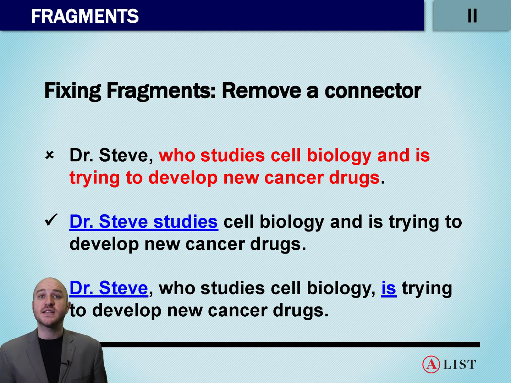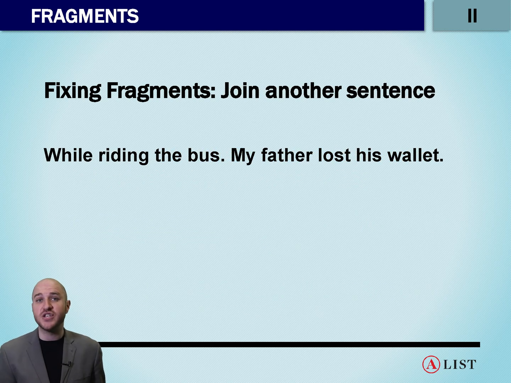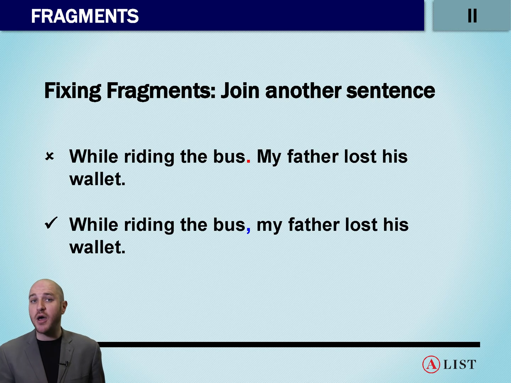The other way we can fix a sentence fragment is by joining a fragment to another sentence. Look at this example. While riding the bus, my father lost his wallet. So, my father lost his wallet. That one's totally fine. That's an independent clause. I love it. It works great. While riding the bus does not work as a sentence. It is a relative clause, right? I've got that relative pronoun while. This is telling me while something was happening. But that's not a sentence. So, if I just change that full stop into a comma, then my sentence reads, while riding the bus, my father lost his wallet. Now it's connected and we're happy.